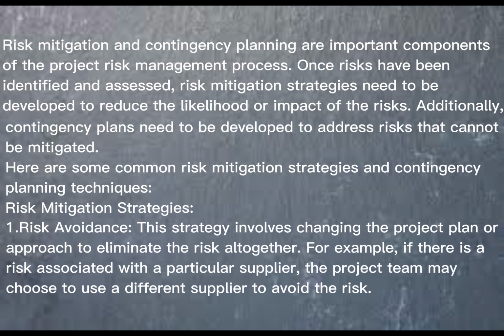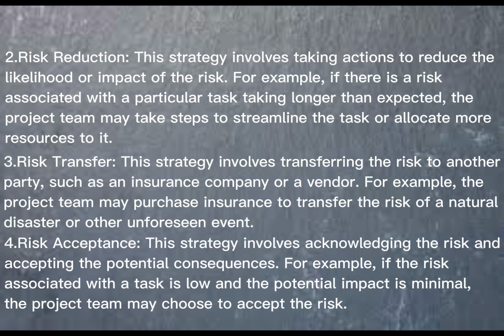Risk mitigation strategies. 1. Risk avoidance. This strategy involves changing the project plan or approach to eliminate the risk altogether. For example, if there is a risk associated with a particular supplier, the project team may choose to use a different supplier to avoid the risk. 2. Risk reduction. This strategy involves taking actions to reduce the likelihood or impact of the risk. For example, if there is a risk associated with a particular task taking longer than expected, the project team may take steps to streamline the task or allocate more resources to it.